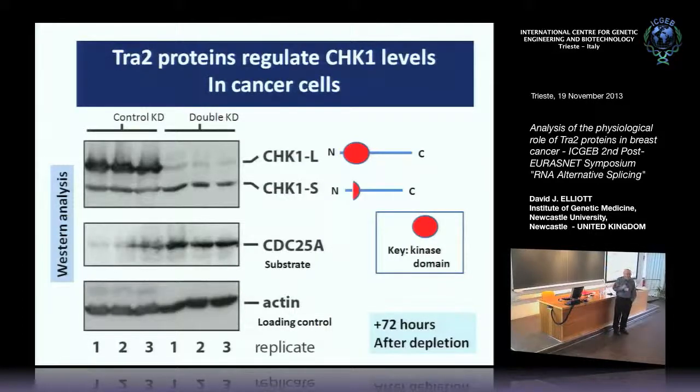And I mentioned CDC25A is one of the phosphorylation substrates of CHEK1. And when CDC25A is phosphorylated, it becomes destabilized. So exactly corresponding with the loss of the kinase domain, we see stabilization of CDC25A. And this is the actin loading control. So this is 72 hours after depletion. 72 hours after depletion, the cells look okay under the microscope in terms of proliferation.